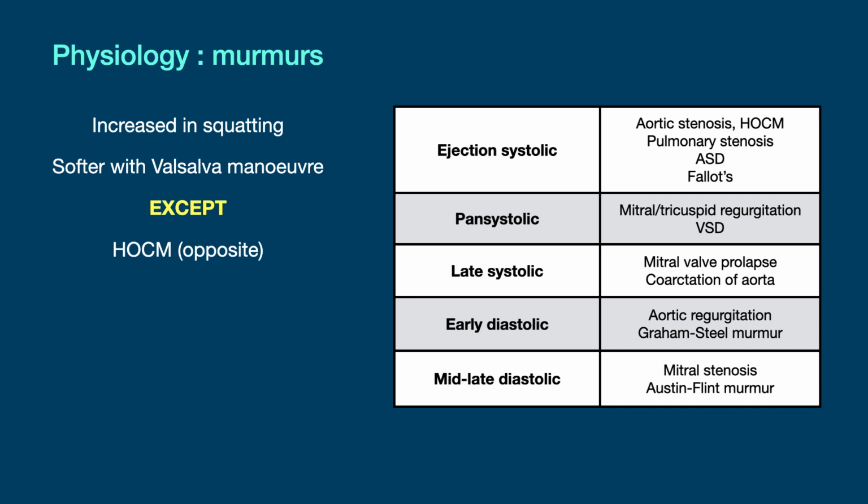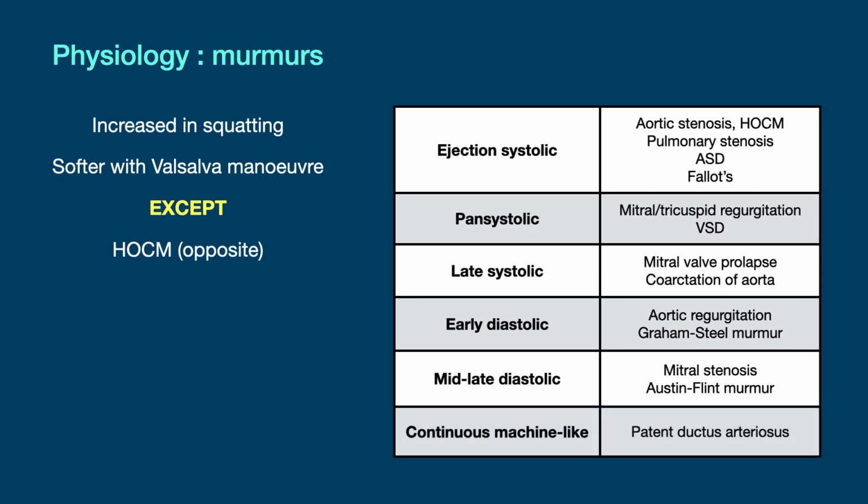Austin Flint murmur is also a type of mid-late diastolic murmur. It is caused by severe aortic regurgitation. It is rumbling in character. It is a low-frequency mid-late diastolic murmur which may show pre-systolic accentuation and is virtually indistinguishable from that of mitral stenosis. It is due to partial closure of the anterior leaflet of the mitral valve by the regurgitant jet.